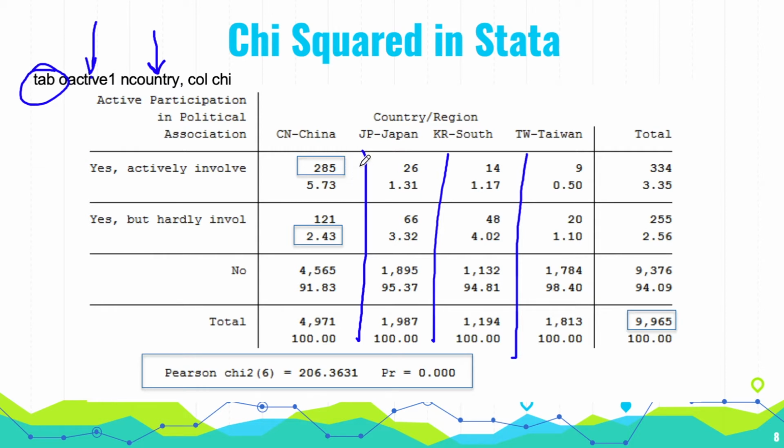These are observed values. It's not what we expect. It's not what we think should happen. It's just the raw data that's given by the data set of everybody who is from China and is actively involved in a political association.